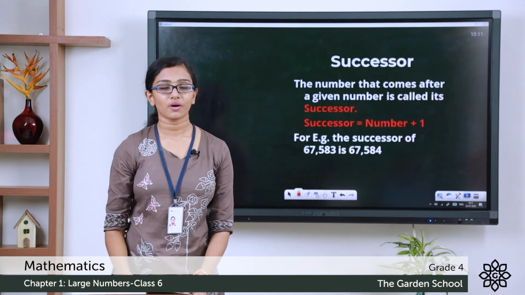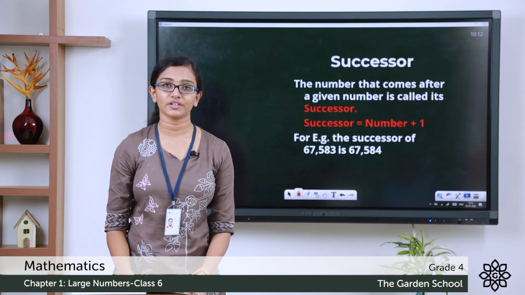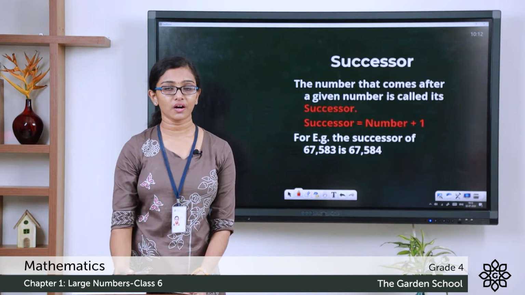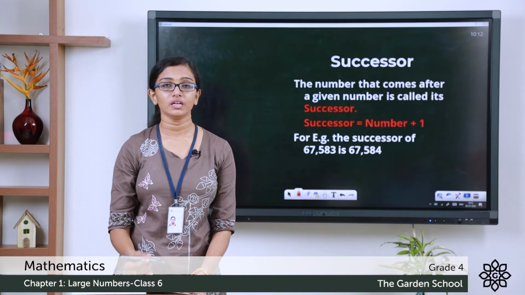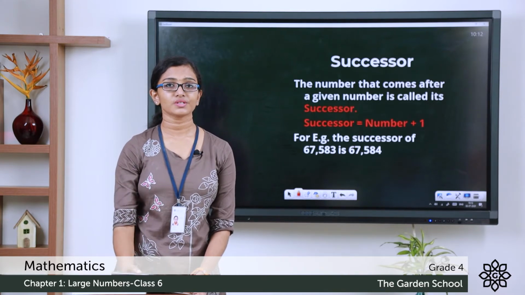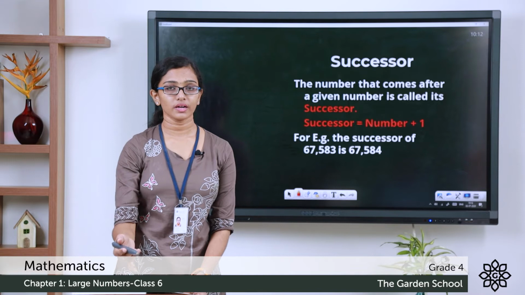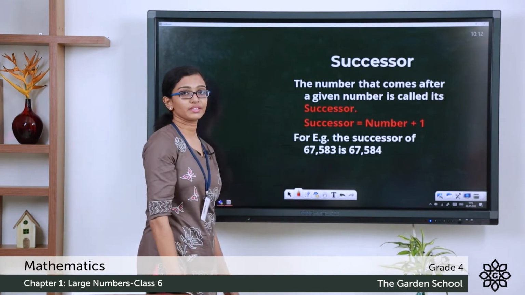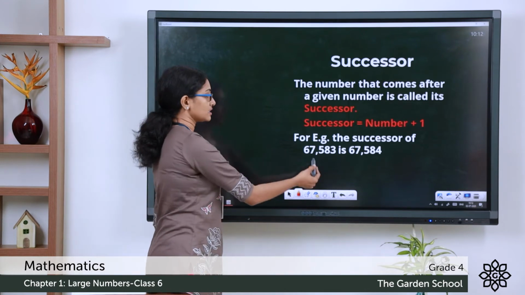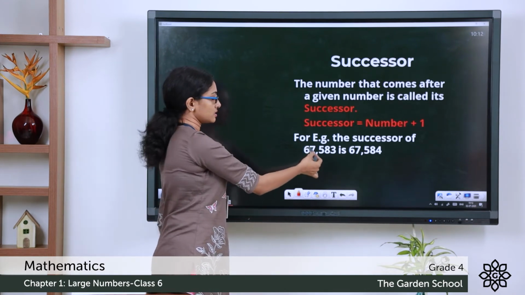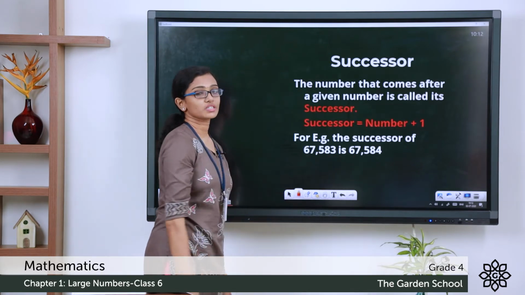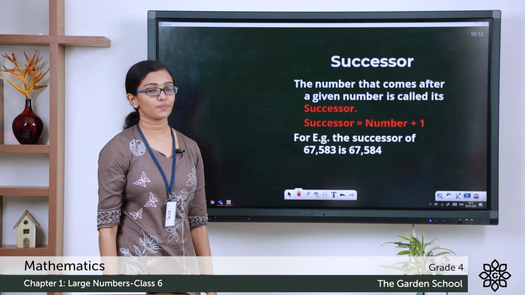You have already learned about successor and predecessor in your lower classes. So successor is the number that comes right after a given number. For example, if you are given 5, the successor of 5 will be it plus 1, which is 6. Here there is one number, 67,583. The successor will be 67,583 plus 1, which is equal to 67,584.